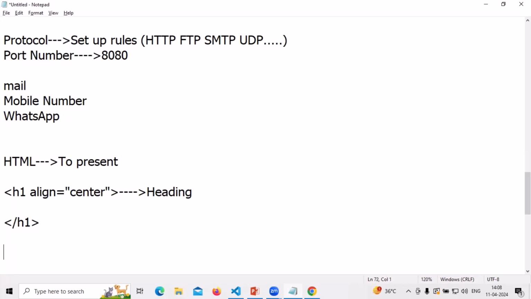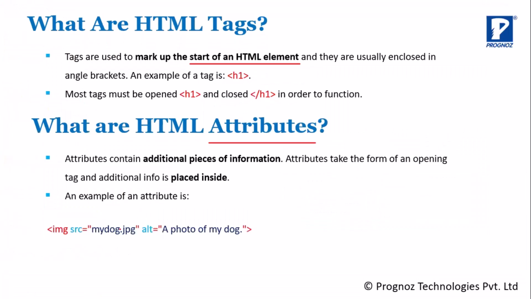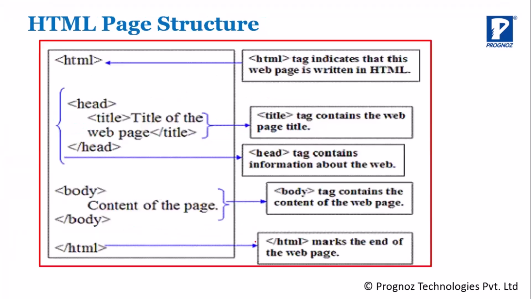In the same way, we have one more element, like image, with src equals this, alt equals this. So here, what are the attributes? src and alt are the attributes. Image is the tag or element. src and alt are the attributes. Understood, everyone? Tag and attribute concept. Yes, sir. Okay, so the tag and attribute concept is done.